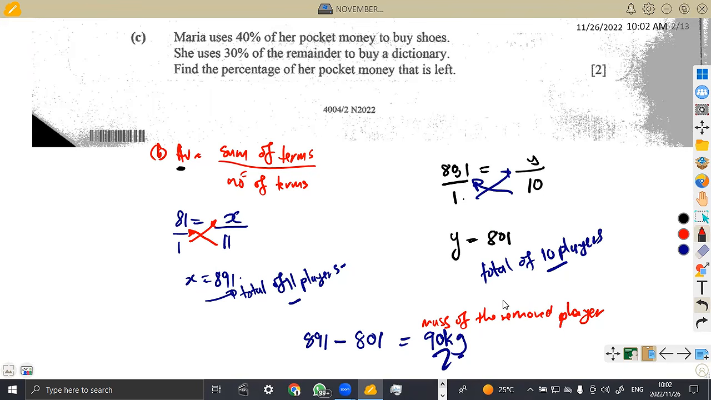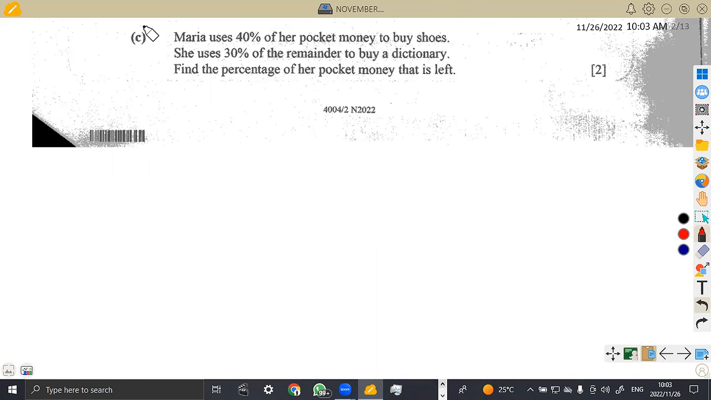All right, so that's what we had from this part. We are going to move on to part C, where we are given a condition. Let me just remove this part since we are done here. Okay, part C, we are given that Maria uses 40% of her pocket money to buy shoes. We do not know the pocket money actually, but we know that to buy shoes, she's going to use 40%. That is of the amount. So here she's going to use 40%.